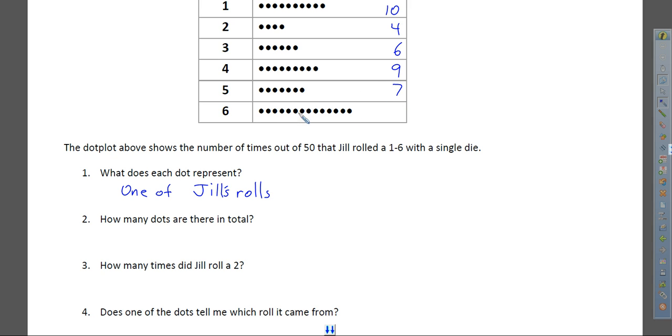7, and that's 7, 8, 9, 10, 11, 12, 13, 14. So if you add all these up, you should get 50. All right. How many dots are in total? Well, we just looked at that. There's 50. And how many times did Jill roll a 2? Well, we can see these are the rolls, 2, and she rolled a 2 four times.